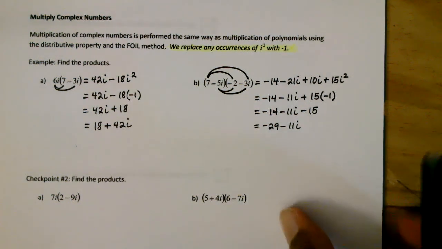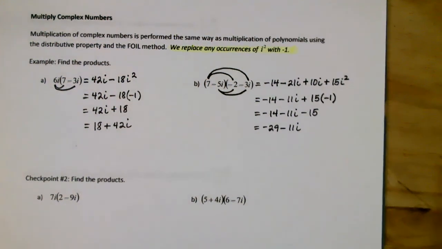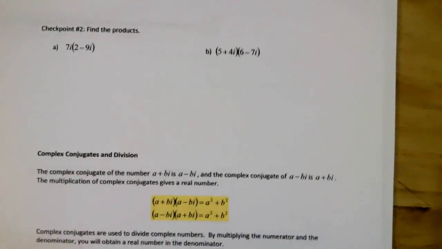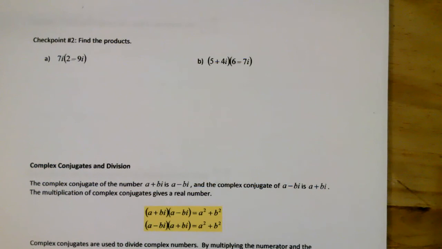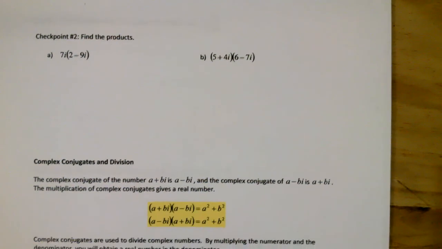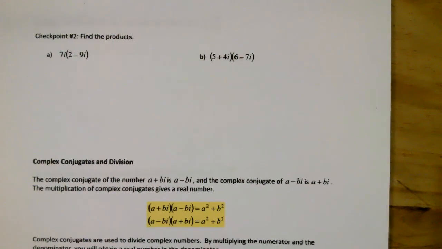Okay, here's a couple more of these similar to the ones that I just did. Here we're going to find the products, and of course, replace our i squared with -1. And again, if you want to stop the video and try to do those problems, you're free to do so, and then come back to compare your answers.